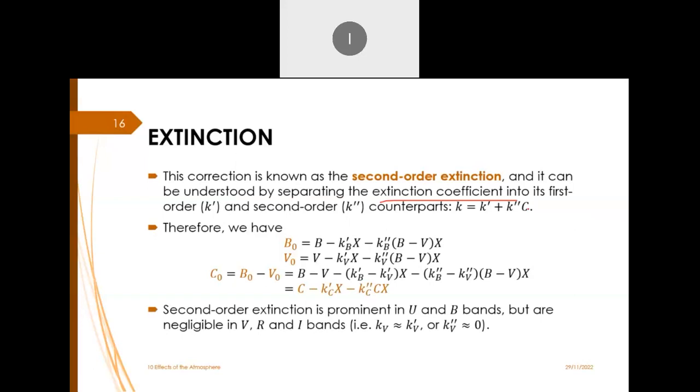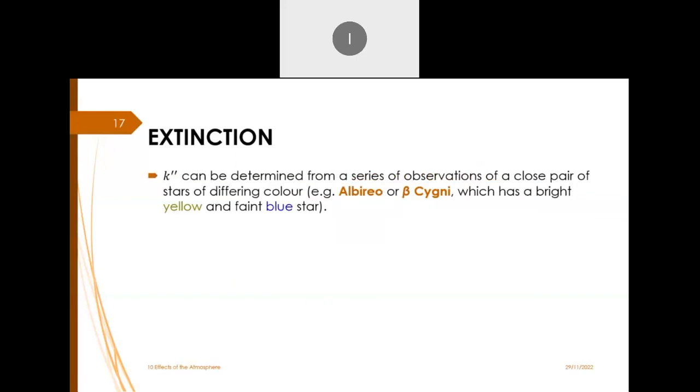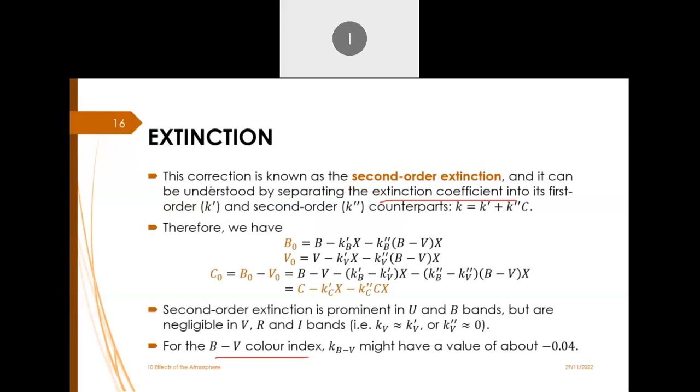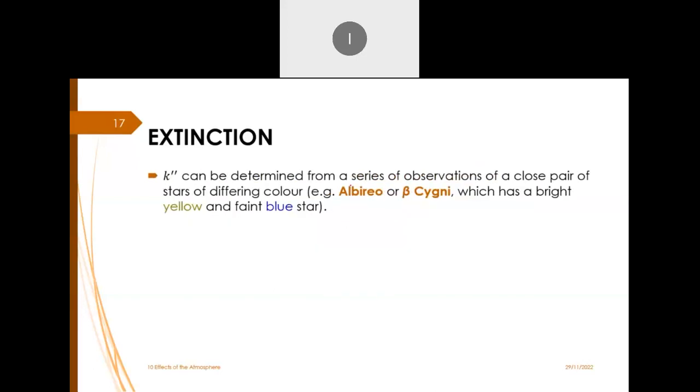The second order extinction is prominent in the U and B bands, but negligible in the V, R, and I bands. For the B minus V color index, you will get a value of about negative 0.04. So how do we determine K prime and K double prime, the second order extinction? It is determined from a series of observations of a close pair of stars of differing color. For example, Albireo, or Beta Cygni, which has a bright yellow and a faint blue star.